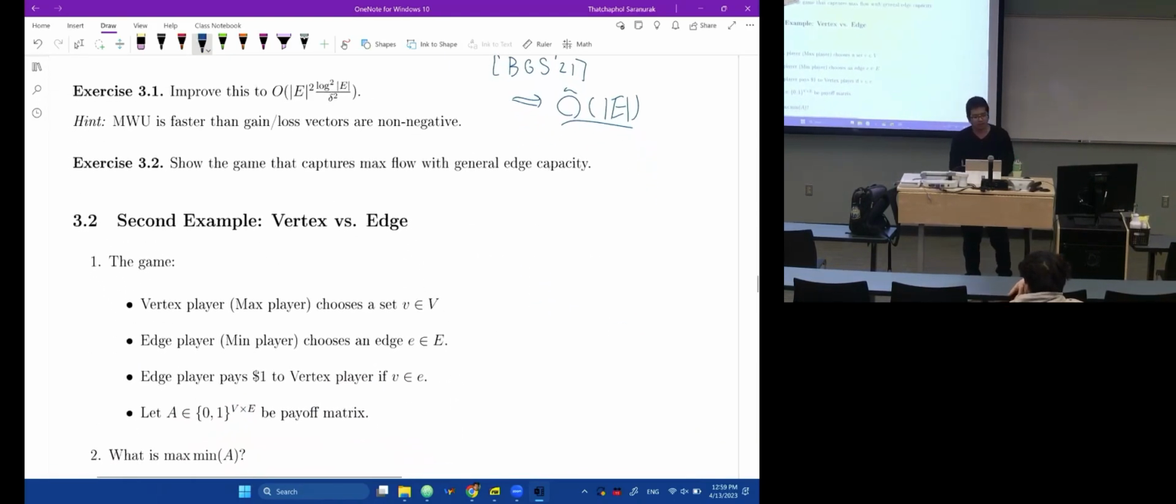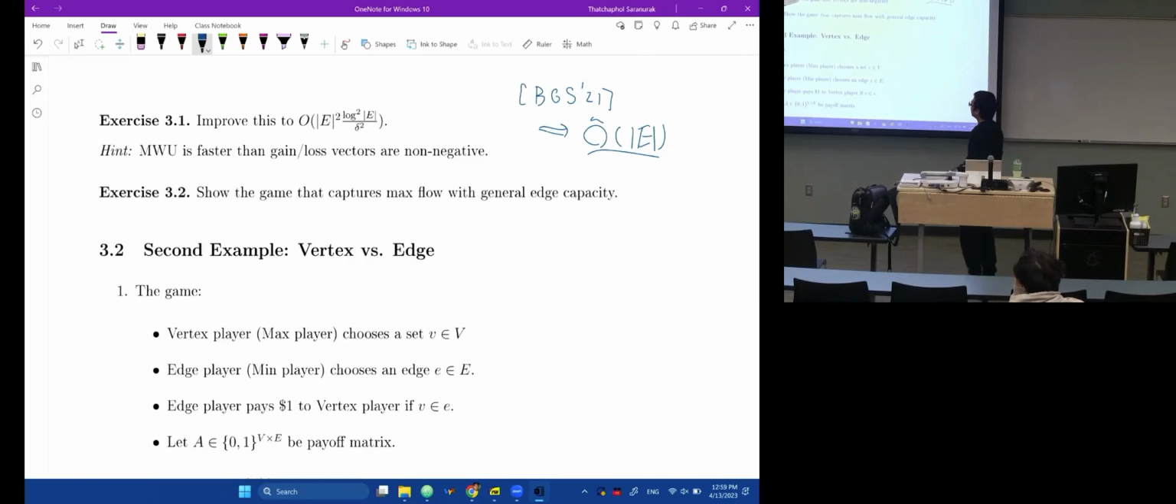So now you can start talking about, okay, what if you consider some other simple game? Let's say a game between vertex and edge. Let's say a vertex player chooses a vertex v, and an edge player chooses an edge. And the edge player needs to pay to the vertex player if the vertex is in the edge.